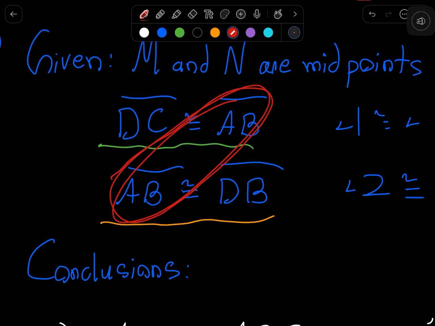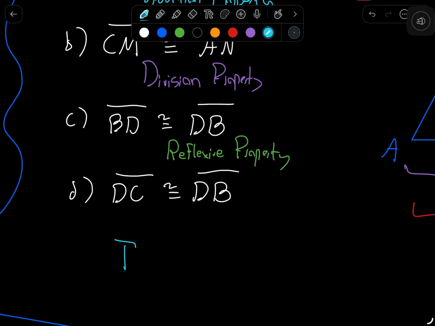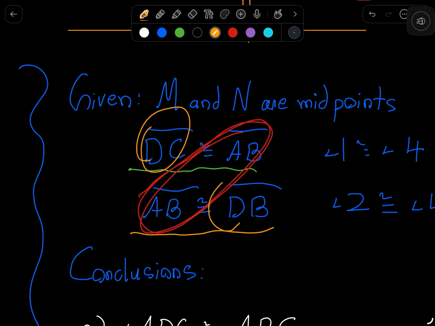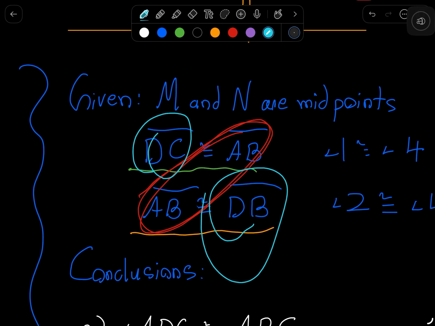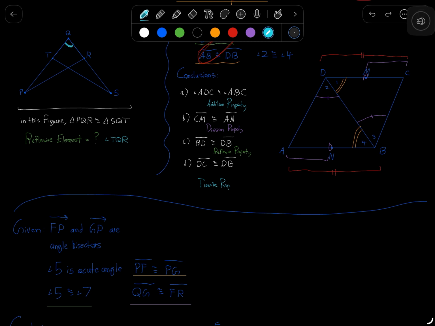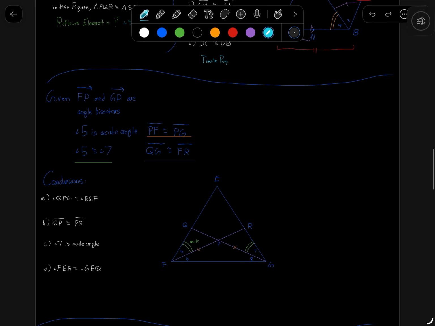I've said many times in a previous lesson that anytime we have an overlapping part, it's a good sign that you have to use the transitive property. So in this case, you can say this is the transitive property. The reason is, if we have two segments that are congruent to the same segment, they're going to be congruent to each other. So DC will be congruent to DB because both of them are congruent to AB. So that's that question. Let's move on from there.